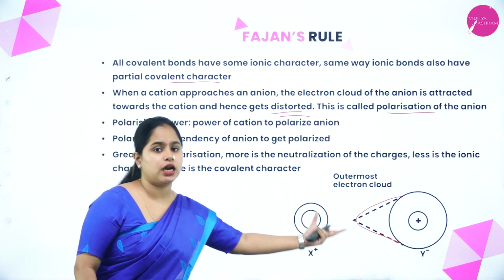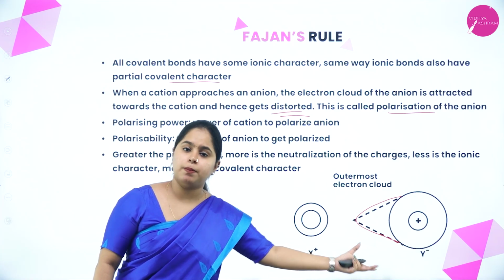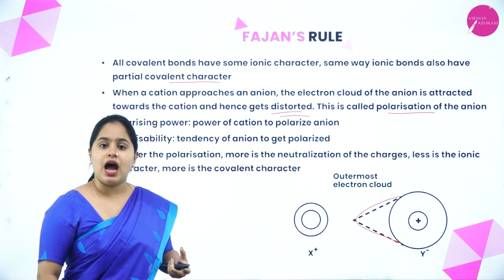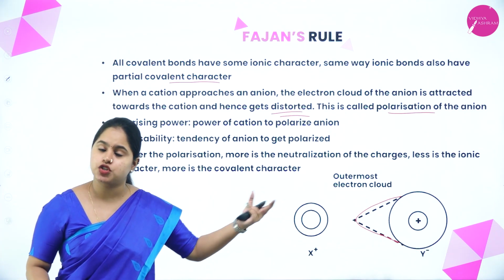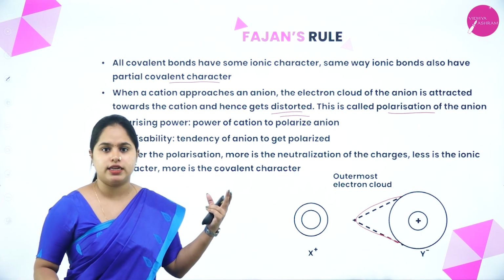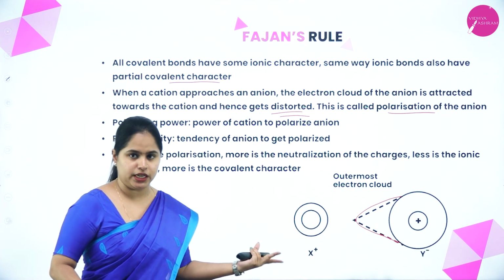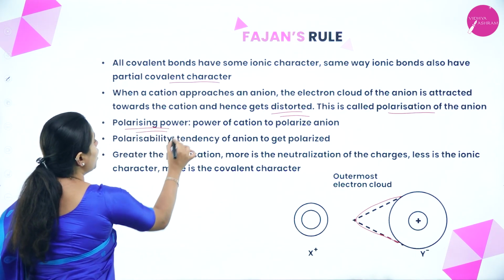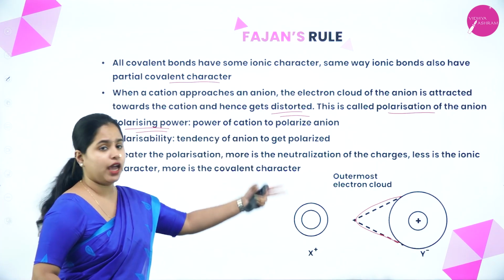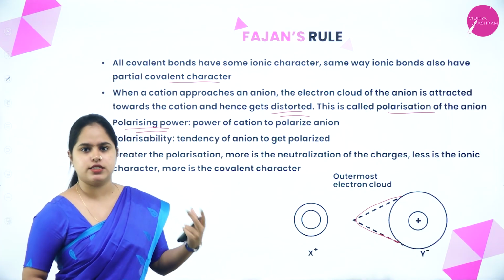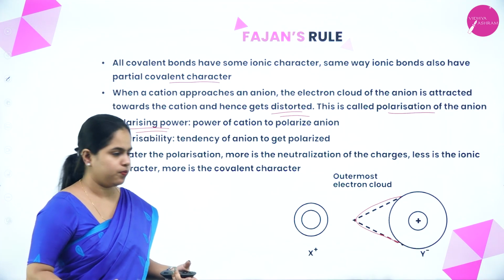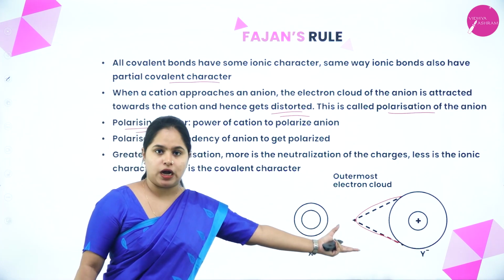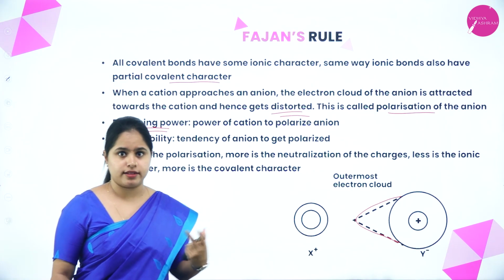Yes, when the cation comes near the anion, what happens? The electron cloud is attracted towards the cation. And the anion gets distorted. This is called polarization. So this process that is happening here is called polarization. Right. Now moving on to polarizing power. The power of a cation to polarize the anion is called polarizing power. Yes, polarizing power is present in the cation, right? When the cation comes near the anion, it is able to attract the electron cloud.